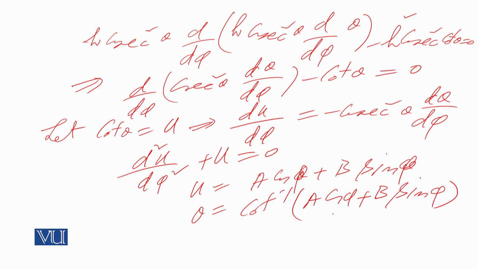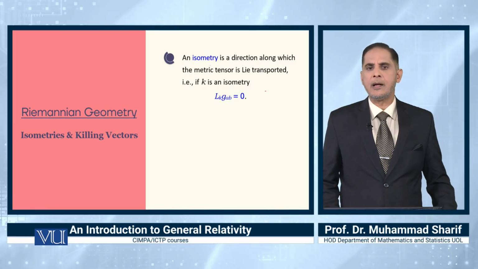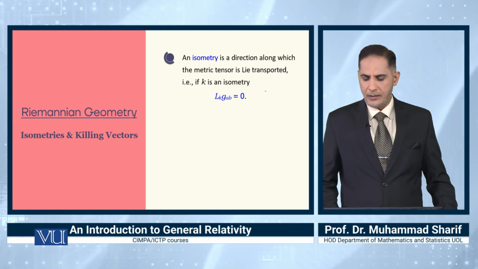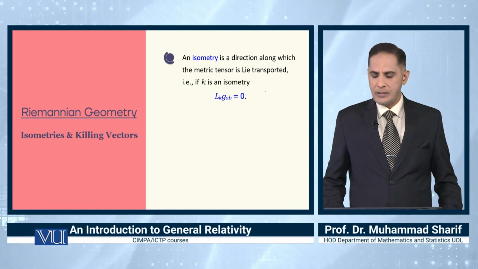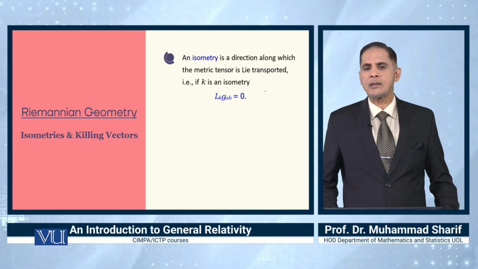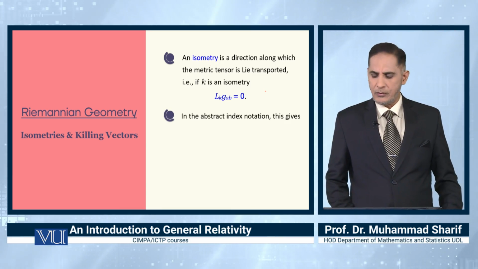So in this way we have calculated the solution of this geodesic equation. But generally it is difficult to solve the system, but one can always write down the geodesic equation. We first define an isometry. This is a direction along which the metric tensor is Lie transported. So if k is an isometry, then the Lie derivative of the metric tensor with respect to this vector k is 0. So in the abstract notation, we can write this equation in the following form.